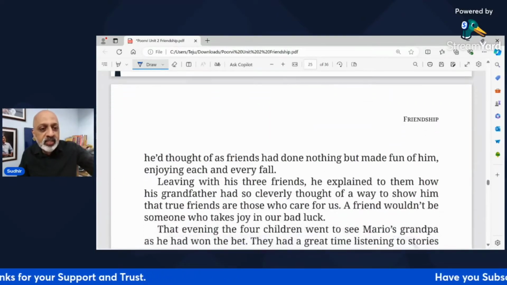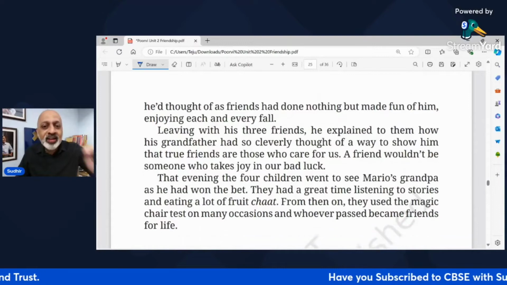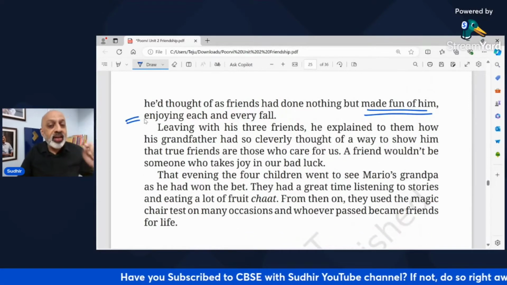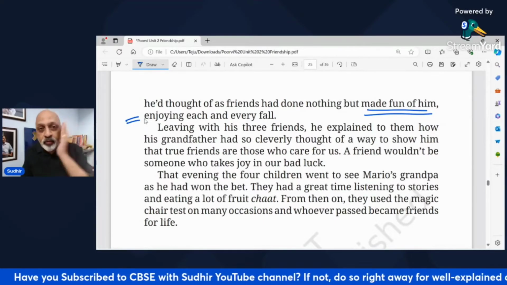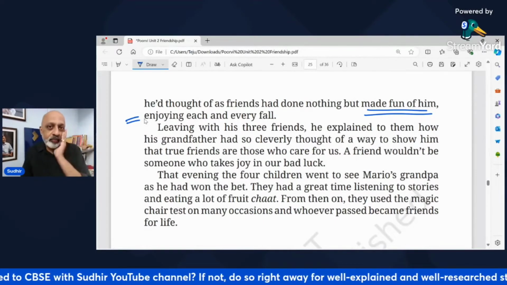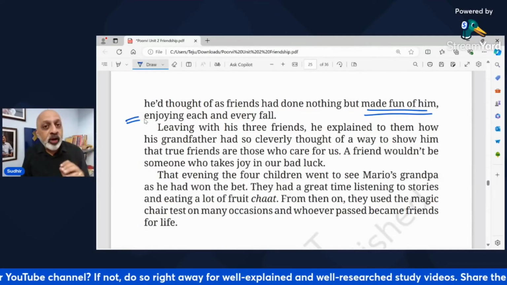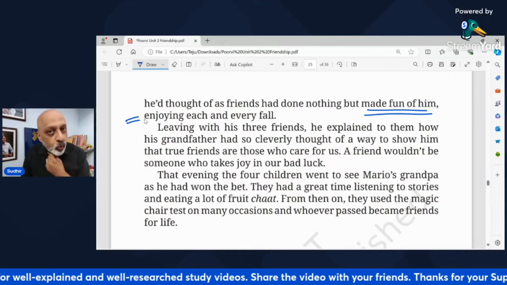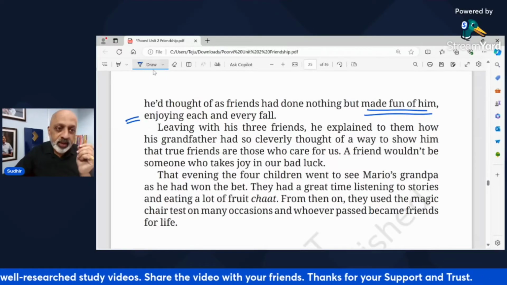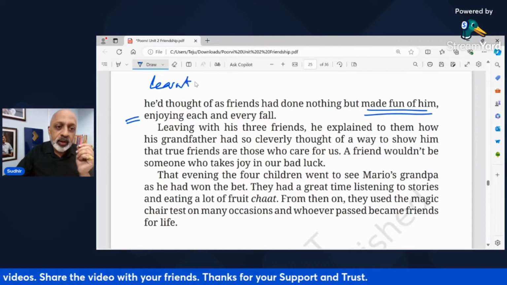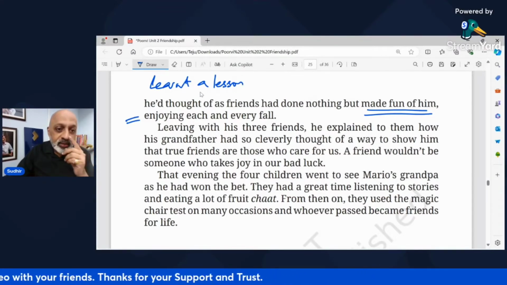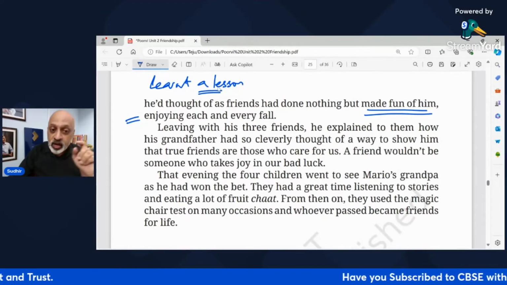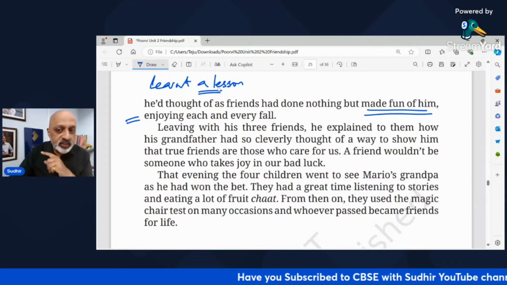Meanwhile, many others he had thought of as friends had done nothing but made fun of him, enjoying every fall. They were all making fun of him. They were all laughing at him. They were all mocking him for falling every time, trying to sit on an invisible chair. What did he do? He learned a lesson that these three, Deepa, Asma, and Gunit, are my true friends. So he left with his three friends.